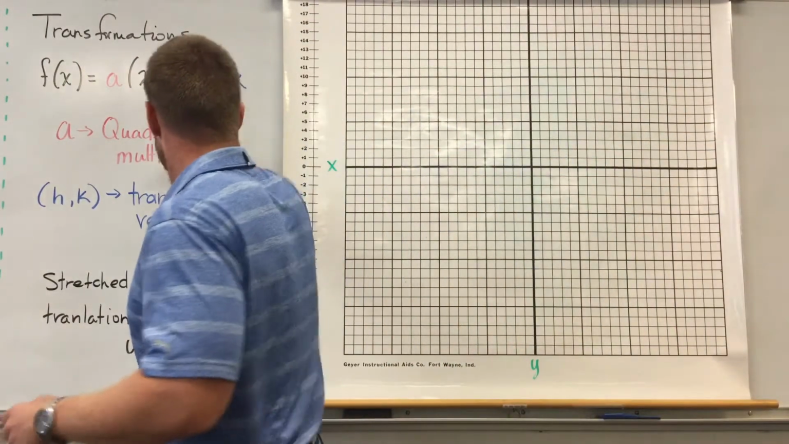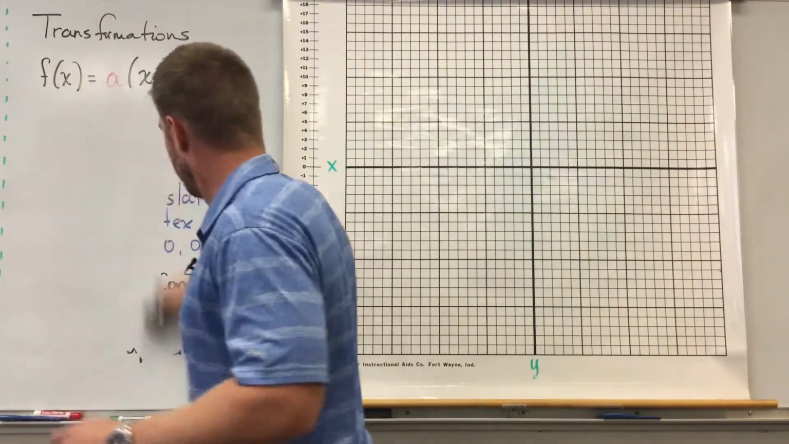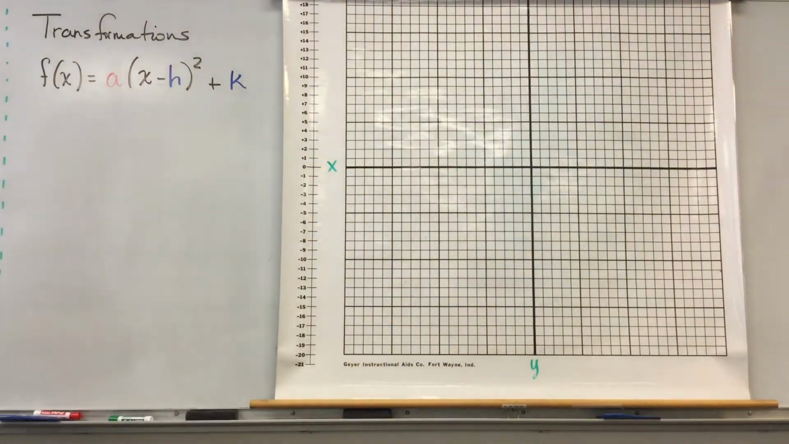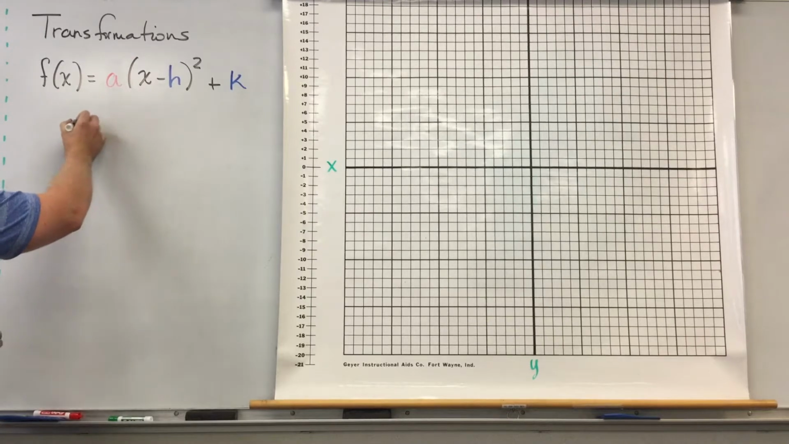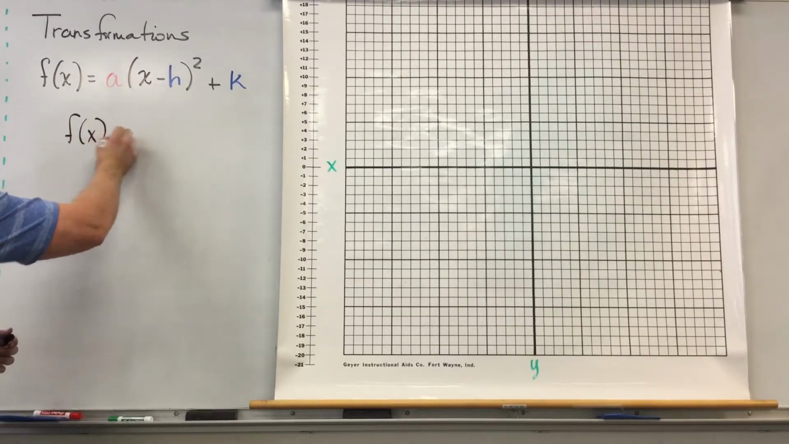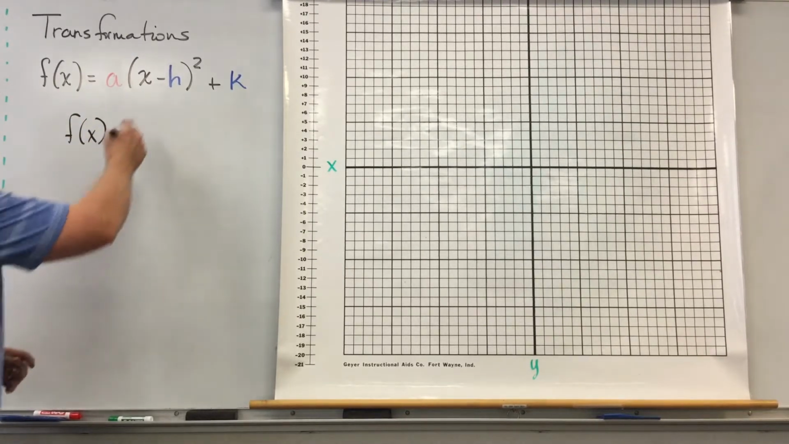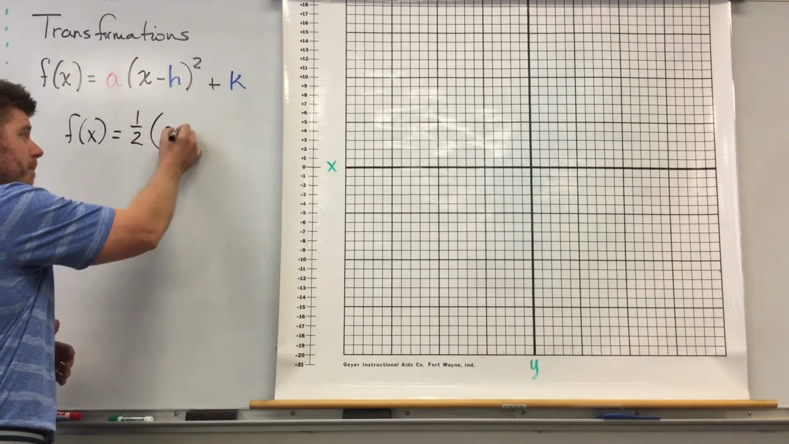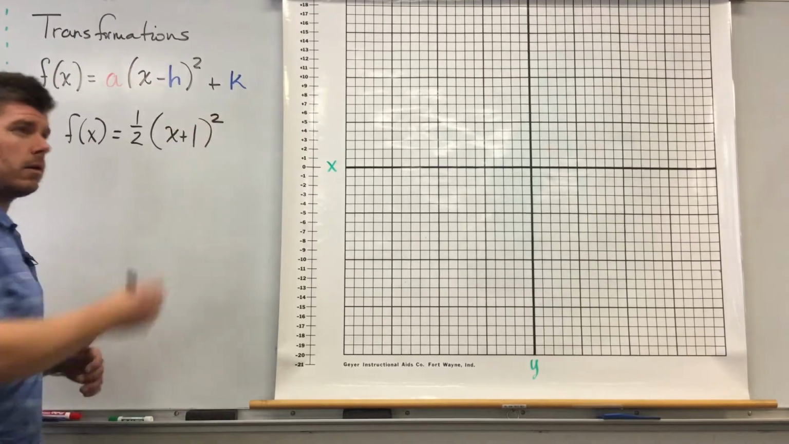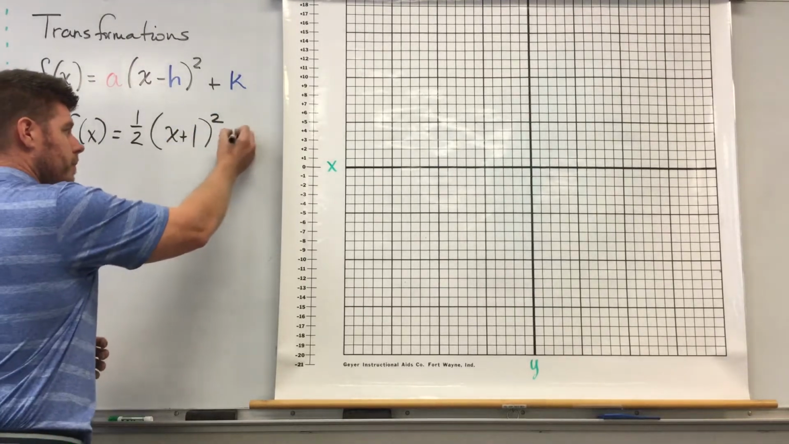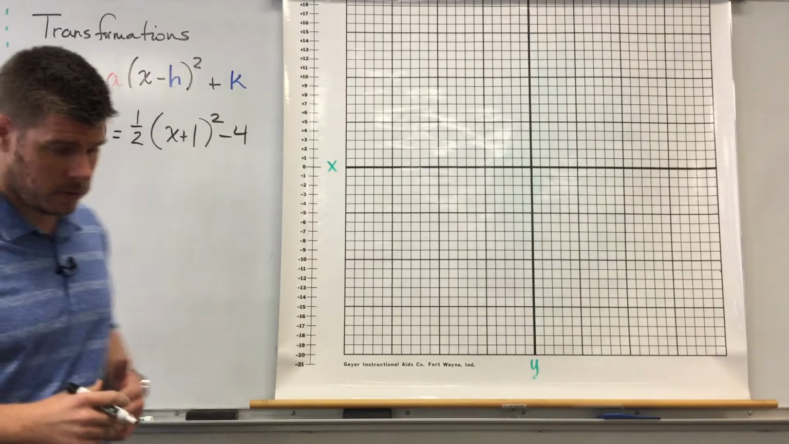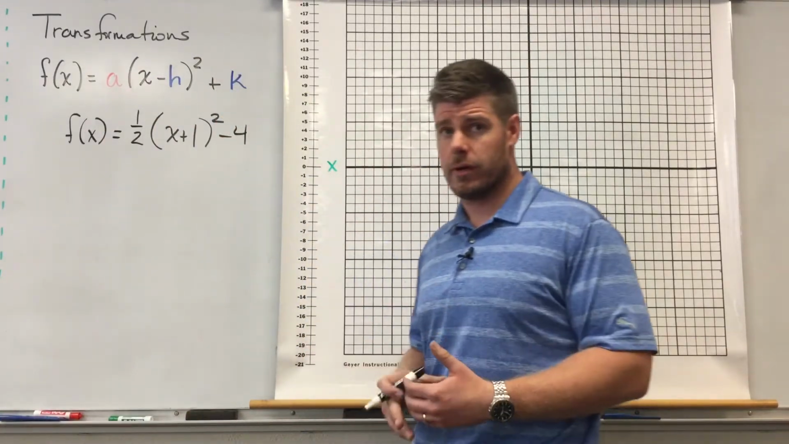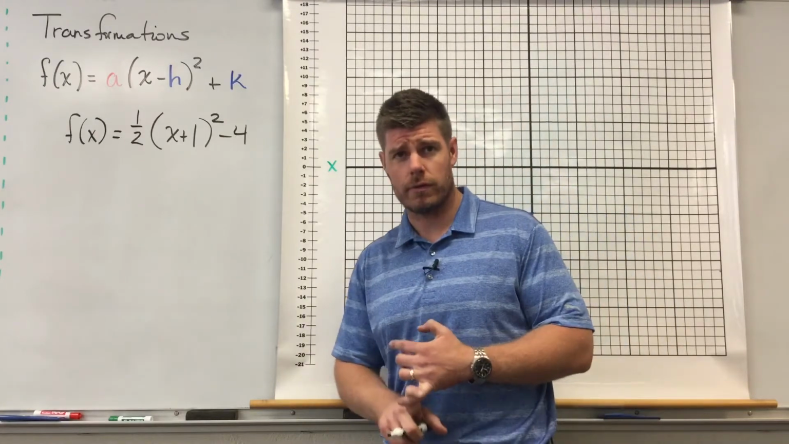I'm going to get rid of this information here and we're going to talk about it. A couple of things we need to have a discussion on is this. The problem I'm going to use is f of x is equivalent to 1/2, open your parentheses, x plus 1, the quantity squared, and then minus 4. For this particular quadratic, I just want to talk about what actually has happened here. So what are the transformations?